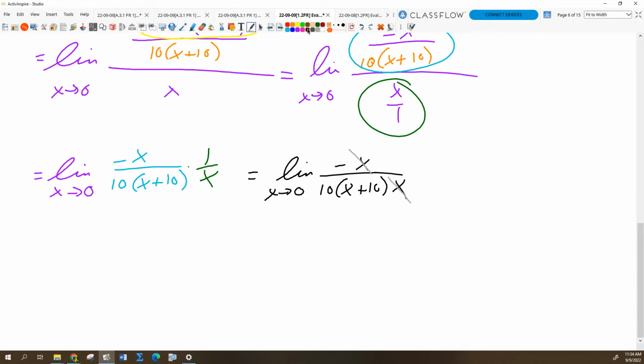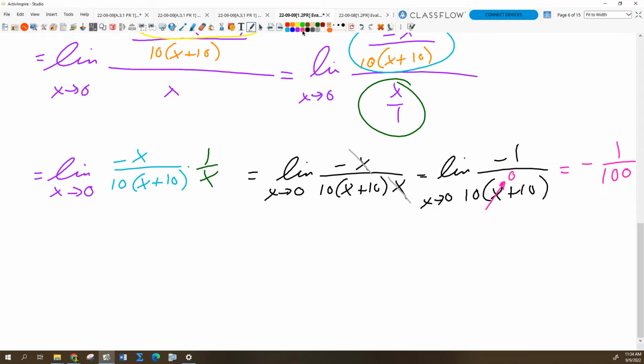And I'm left with a new function. The limit at the top, I've got -1. On the bottom, I've got 10 times the quantity x plus 10 as x approaches 0. Okay, so when x approaches 0, that term right there just goes to 0, right? And what am I left with then? What's my answer? -1 over 100. Everybody see that? When I let that x go to 0, I just get -1/100th. Okay? Everybody see that?